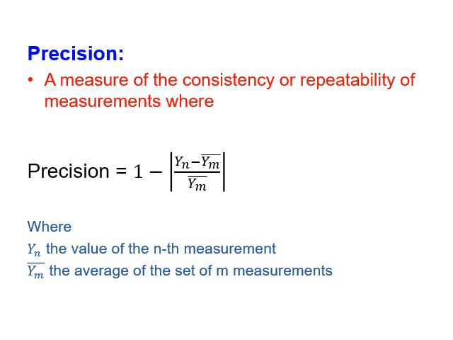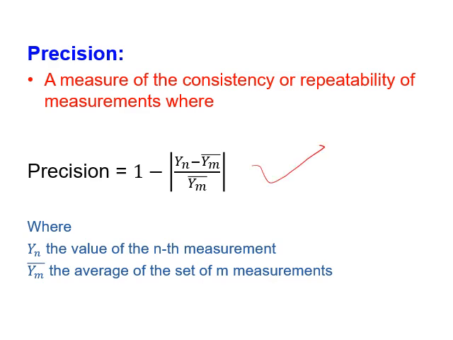So precision is a measure of consistency or repeatability of measurements. So how consistent and repeatable is it, how are we getting the same data? If our data is close to each other, it means they are precise. By calculation, we can calculate the precision from the given equation here.